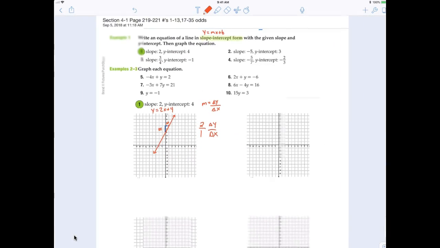So now I want everybody to quickly highlight number 3. And let's copy that, paste the image.